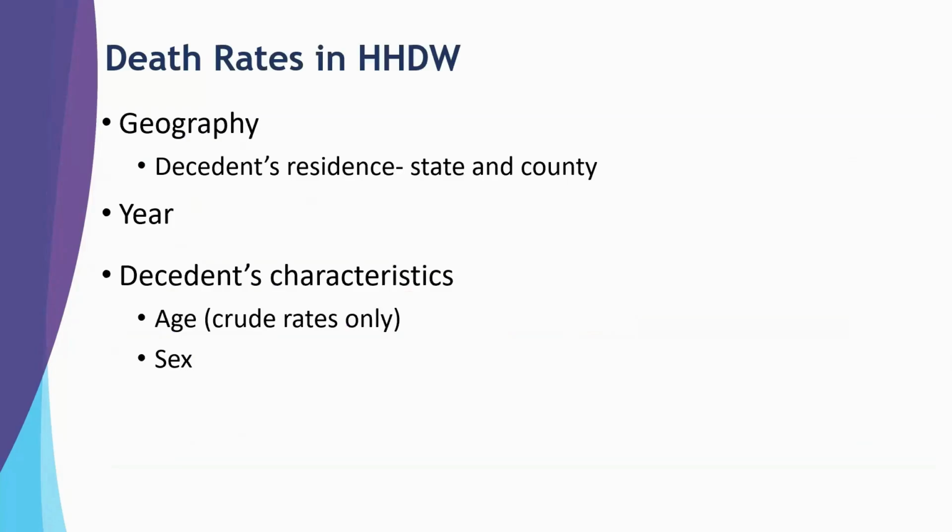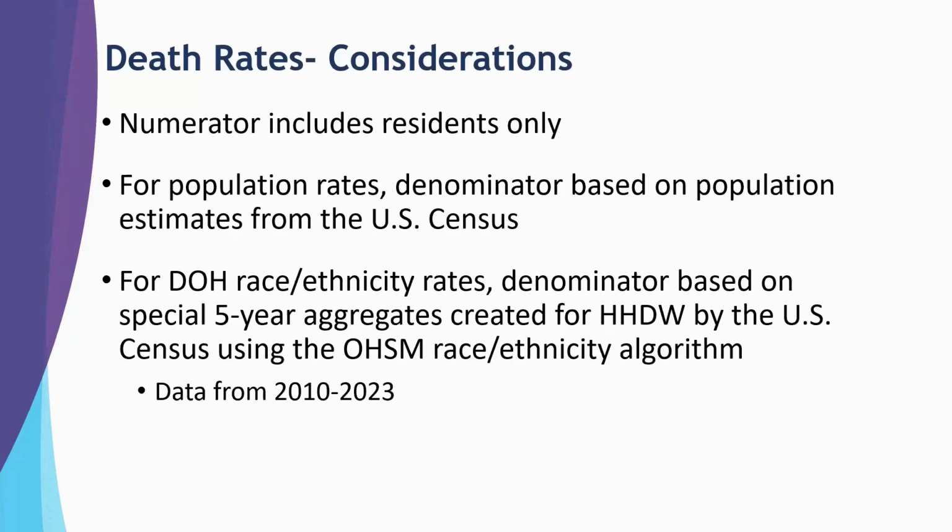Okay, so in HHDW, when you're looking at the rates as opposed to the counts, it can be explored by geography, year, and age or sex of the decedent. These are more limited than we see for the death counts because these require estimates of population size and composition for the denominator. Counts are a lot easier to get, so we have more options if you're exploring counts. But we still have quite a few options for rates. Some things to consider is that the numerator includes deaths among residents only. So for our rates, if a tourist is here and died, that is not included in our rates.